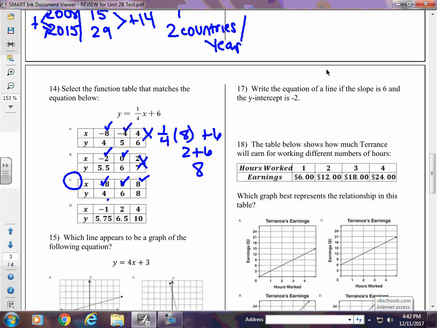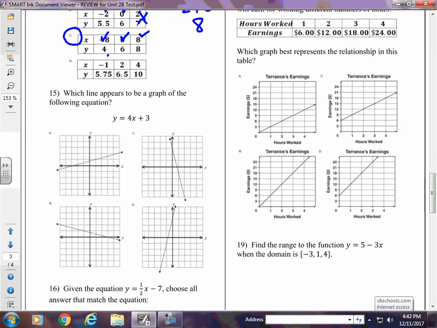Right, when you go to number 15, you want to figure out which line matches the equation. Okay, the fastest way to get through this is the M and B, right, but you can certainly make a table if you so wish. I'm going to stick with just the M and the B. The M is a +4, and the B is +3. Because the slope is positive, you can rule out all the lines that go downhill. So B and C are already out.